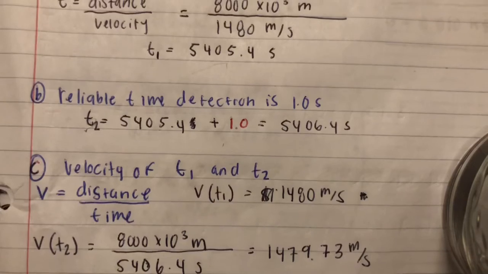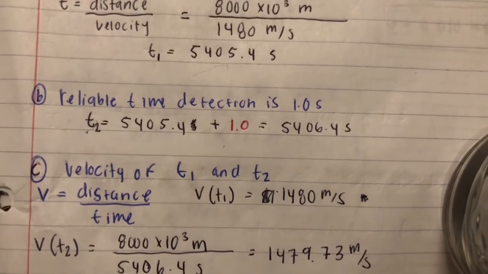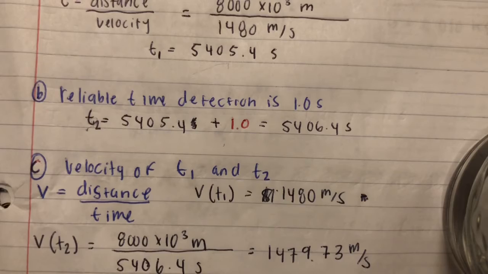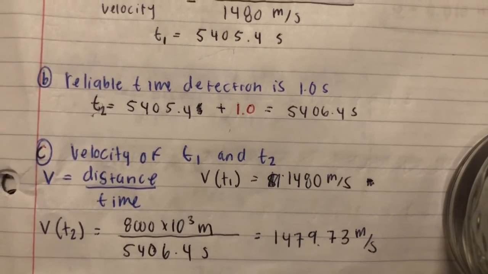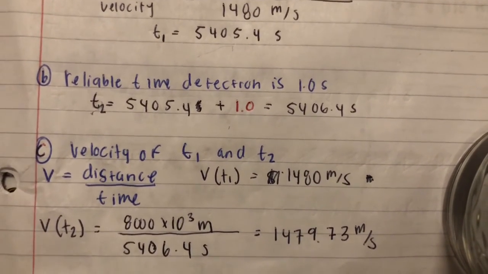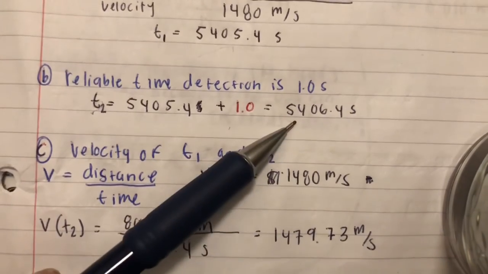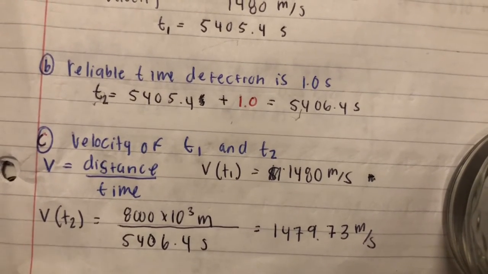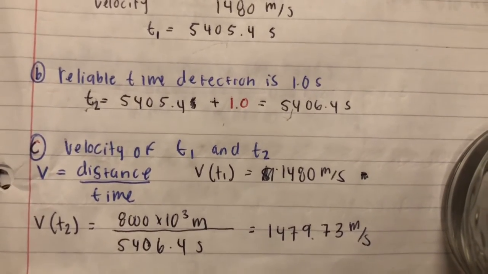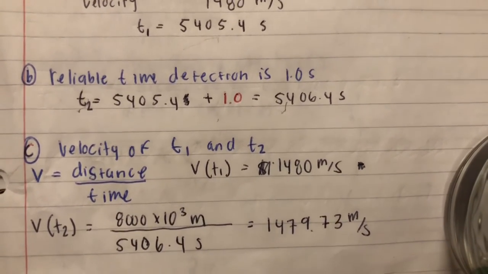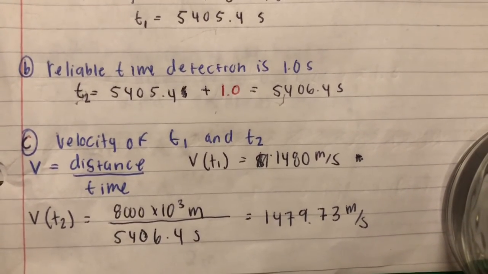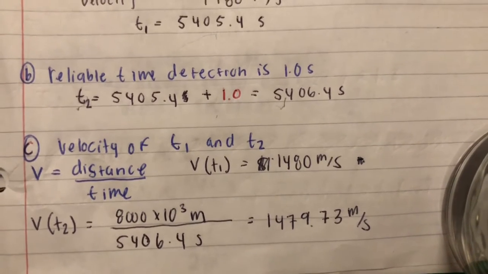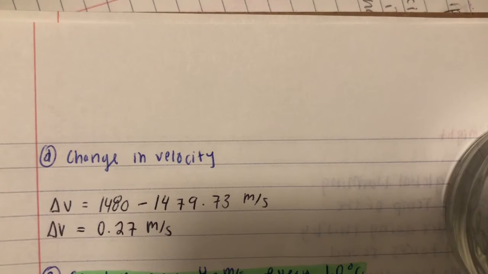So now we're going to get the velocity for T1 and T2. For T1, they already gave it to us, so that is what we had the first time, which is 1,480 meters per second. And then for the second time, we're going to use what we just calculated. Just plug that in, and just a reminder, velocity equals distance over time. So that is our velocity for time 2, which is 1,479.73 meters per second.